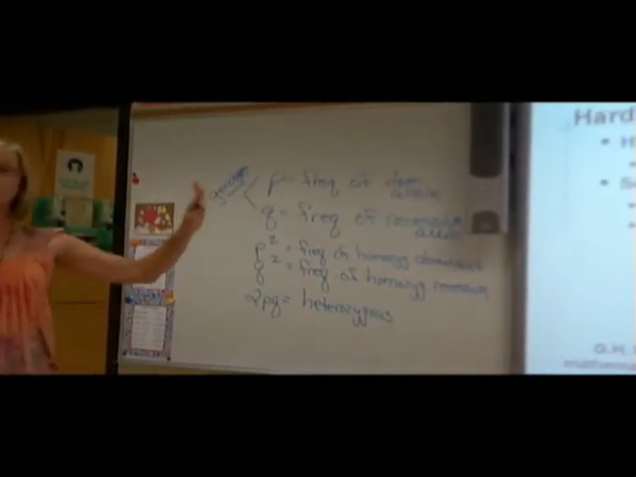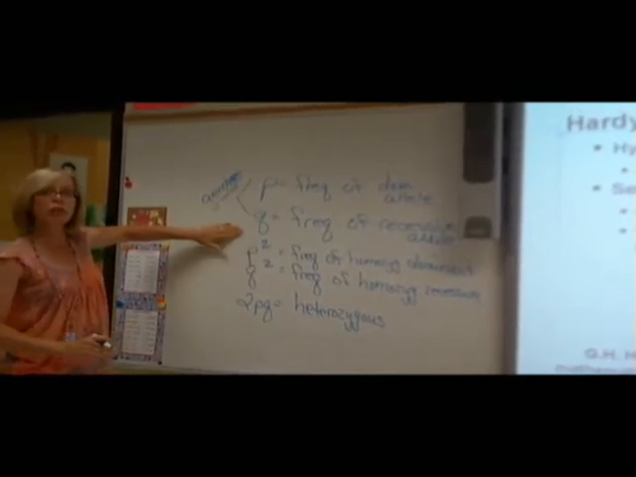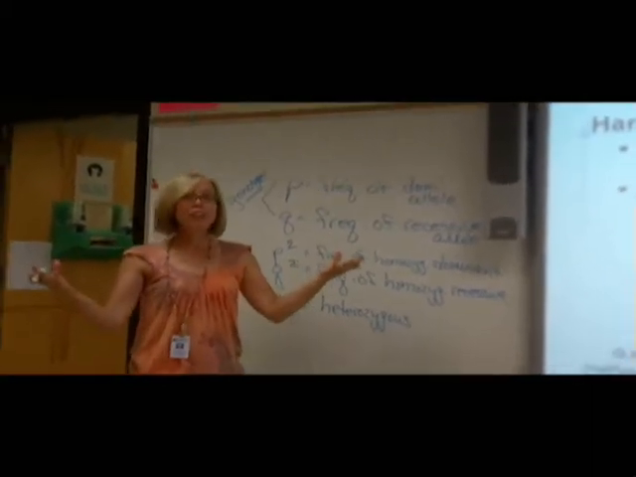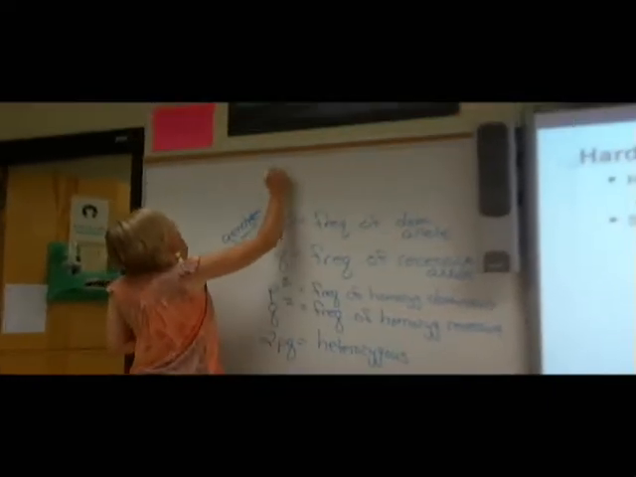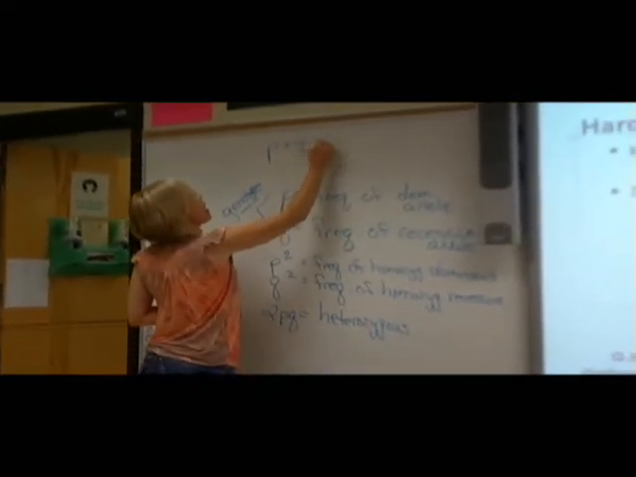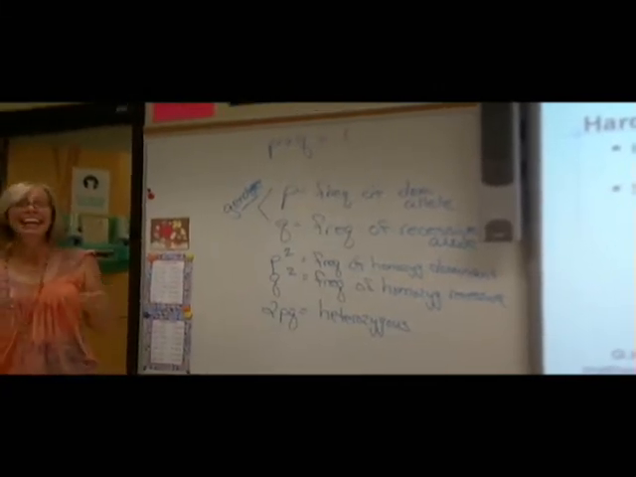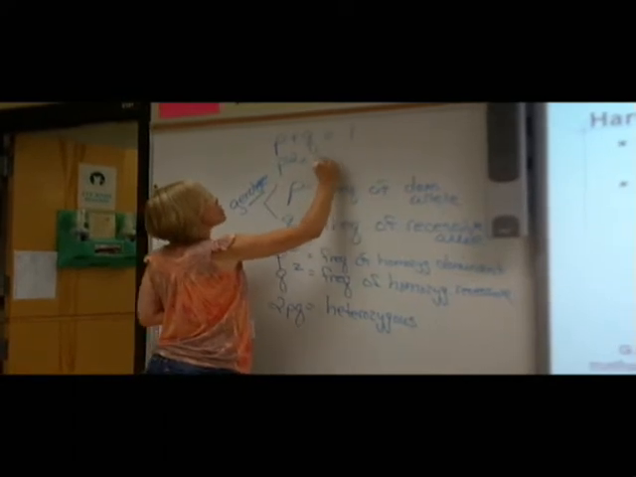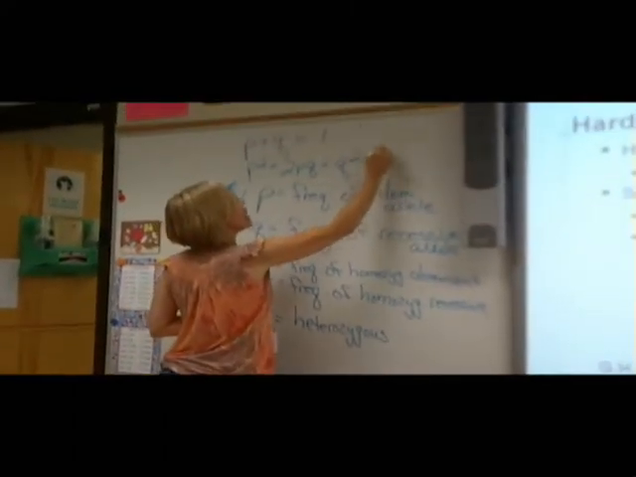These 5, if you know these 5, you are set. P, Q, P squared, Q squared, and 2PQ. The other two parts are very simple. P plus Q always equals 1. And P squared plus 2PQ plus Q squared equals 1.